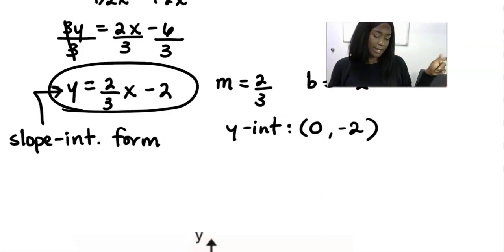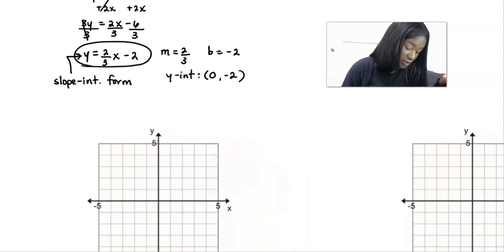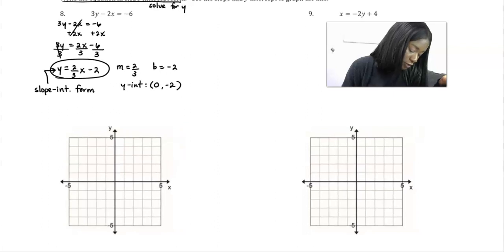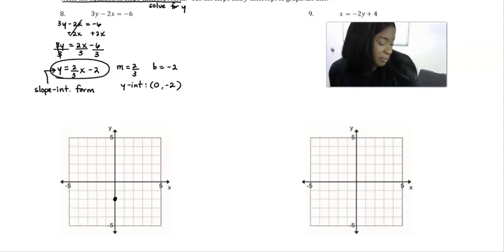Now let's graph it. So we already know one point on the line. We know the point 0, negative 2, because I know the y-intercept is 0, negative 2. So I'm going to go ahead and plot that point there. There's our y-intercept. And now I'm going to get some more points on the line.